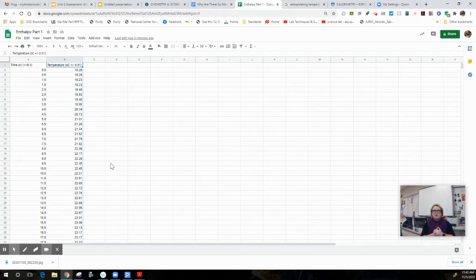And I'm going to show you how we can use a graph to figure out what a true change in temperature would be and not a change in temperature over time. So here we go, graphing. I'm going to highlight these two columns. I'm going to insert my graph.